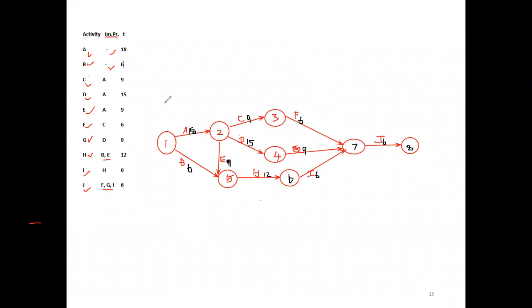Now I have put the activity time estimates. 18, 6, this seems to be 7, but it is 9, no? C also 9, D 15, E 9, F 6, then G9, H12, I6, then J also 6.